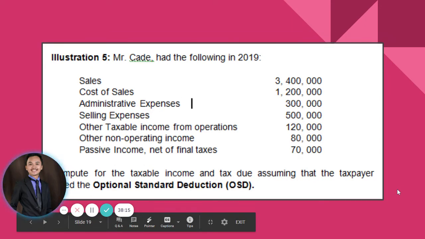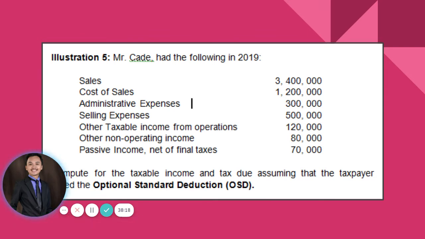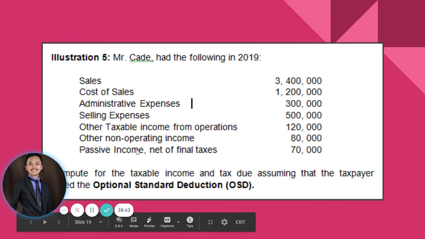Okay. Now this time, let's proceed in an illustration where there's a use of optional standard deduction. Okay? Let's say a taxpayer had the following data on 2019. There's a sales of 3.4, cost of sales of 1.2, administrative expenses of 300, and so on. Okay? Compute for the taxable income and tax due assuming that the taxpayer opted to use the optional standard deduction. Okay?